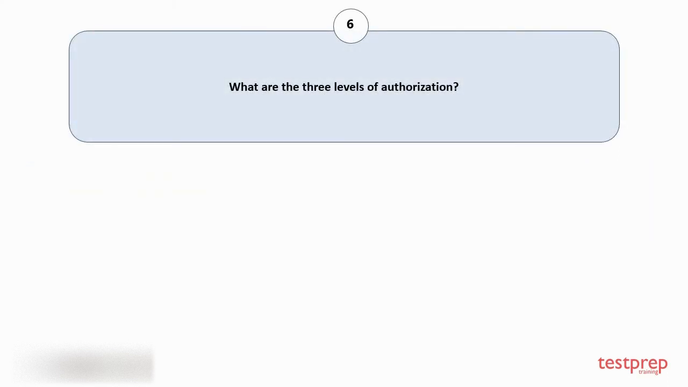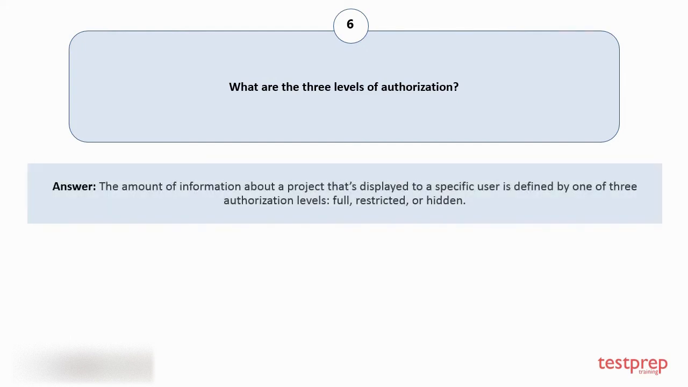Question number 6, what are the 3 levels of authorization? Your answer is: the amount of information about a project that's displayed to a specific user is defined by one of 3 authorization levels: full, restricted, or hidden.